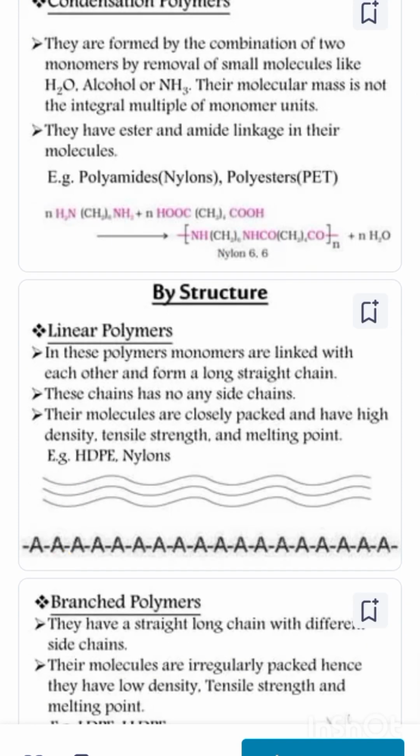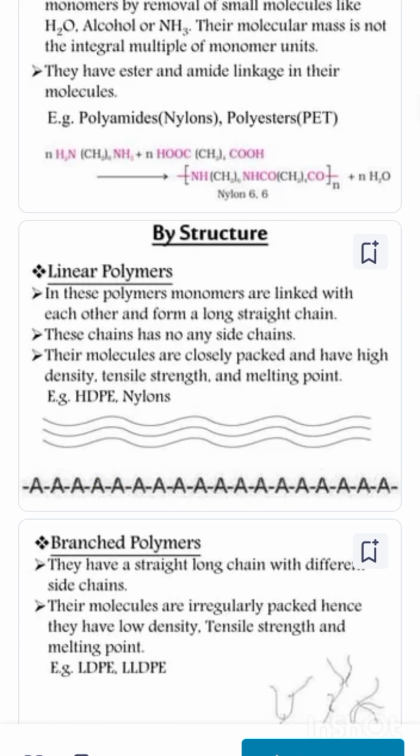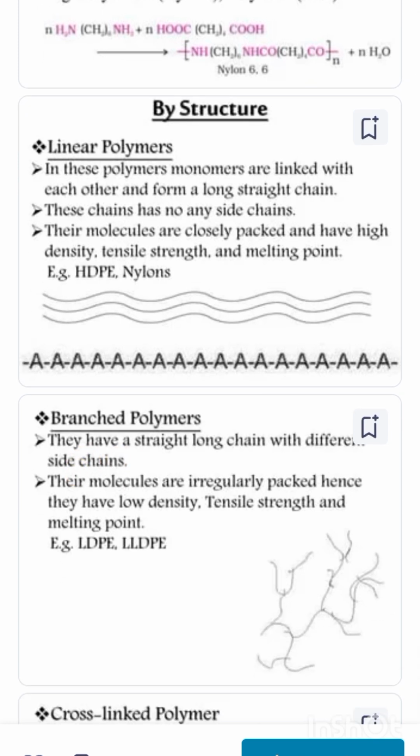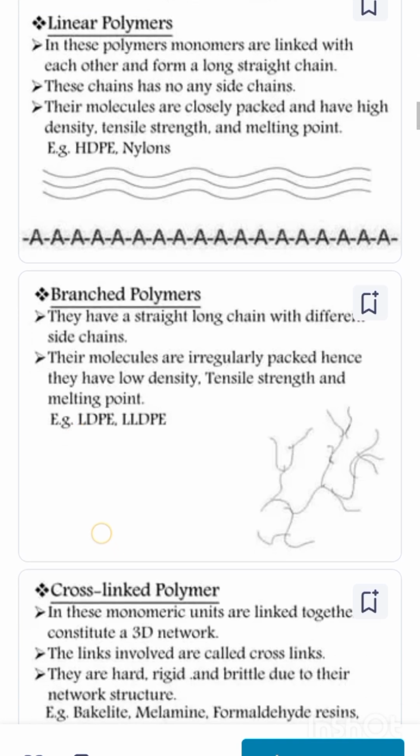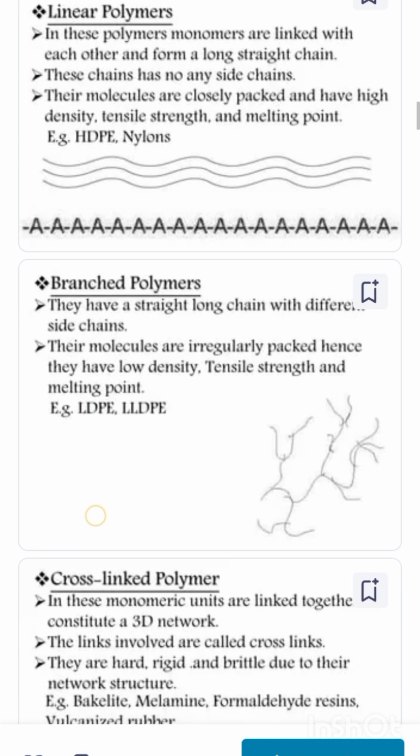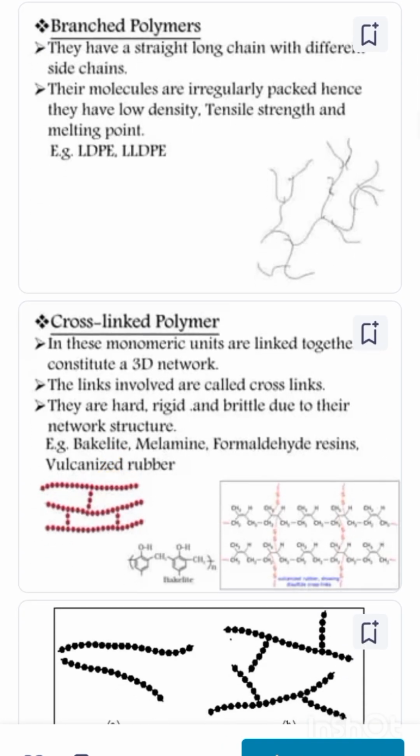By structure, linear polymers. In these polymers, monomers are linked with each other and form a long straight chain. These chains have no side chains. Their molecules are closely packed and have high density, tensile strength and melting point. Example, HDPE, nylons. Branched polymers. They have a straight long chain with different side chains. Their molecules are irregularly packed, hence they have low density, tensile strength, and melting point. Example, LDPE, LLDPE. Cross-linked polymer.